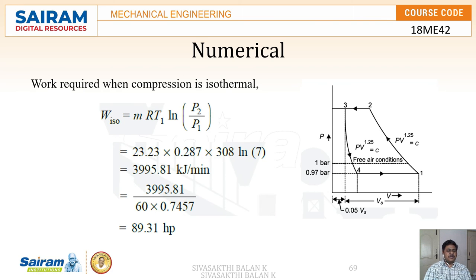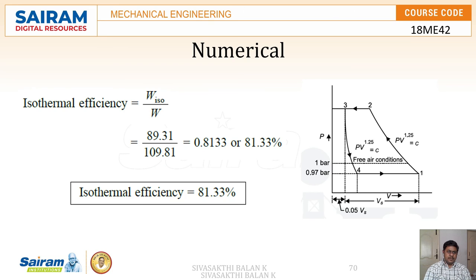In the same way we can also calculate the isothermal work done from the relation mRT1 ln P2 by P1, which we have derived already, and substituting all the values, we get 89.31 horsepower as the isothermal work done. And we know from the relationship that isothermal efficiency is the ratio of isothermal work done to the actual work done. Substituting the calculated values here, we get 81.33% as isothermal efficiency.